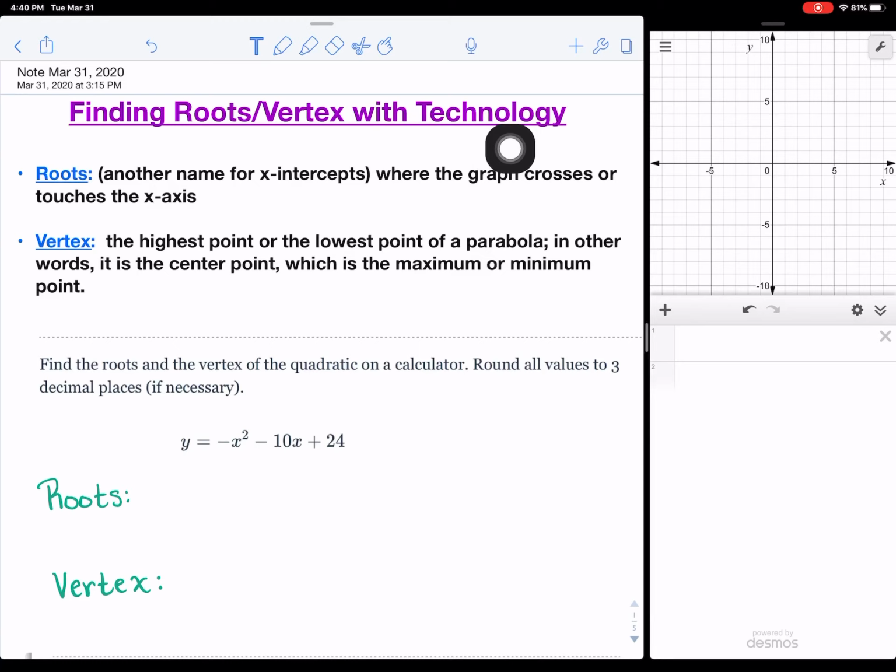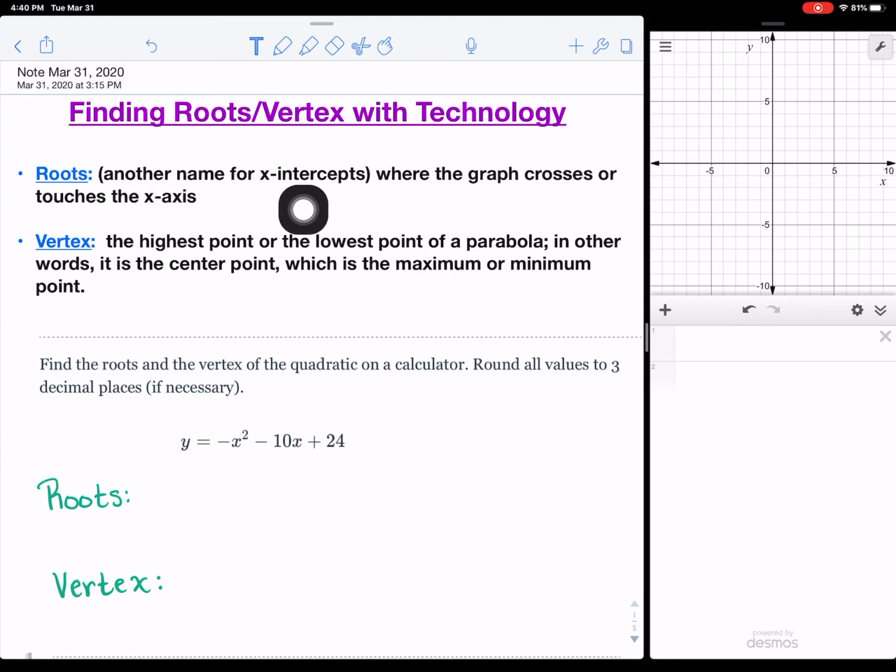Hello everyone, we're taking notes on finding roots and vertex with technology. That will be our first set of notes, and then we'll do the second part in a few minutes. Now, I want to identify roots and vertex.